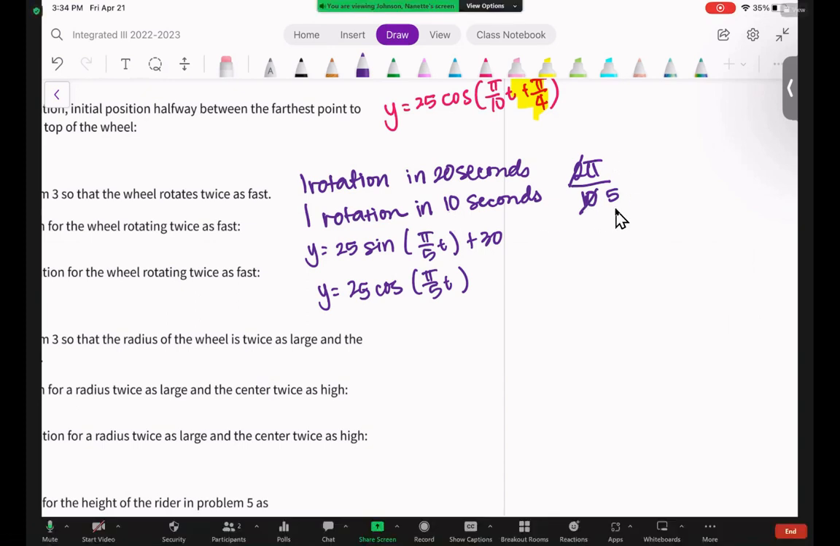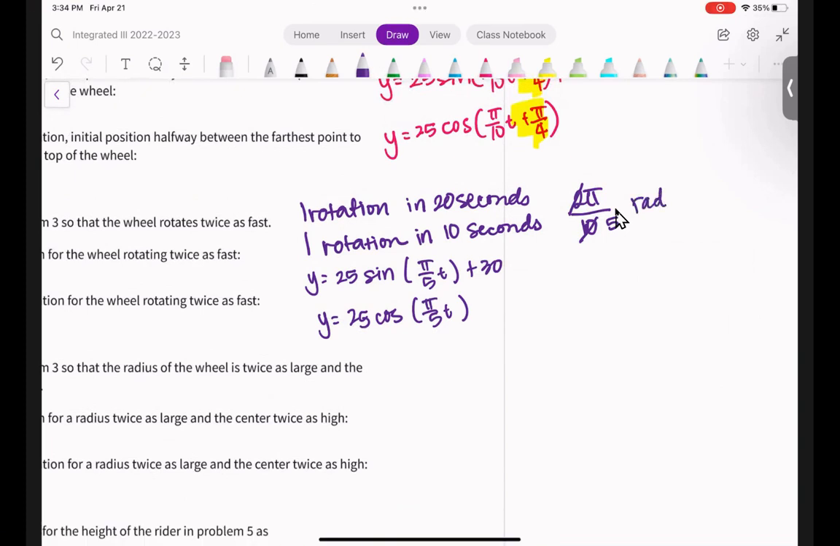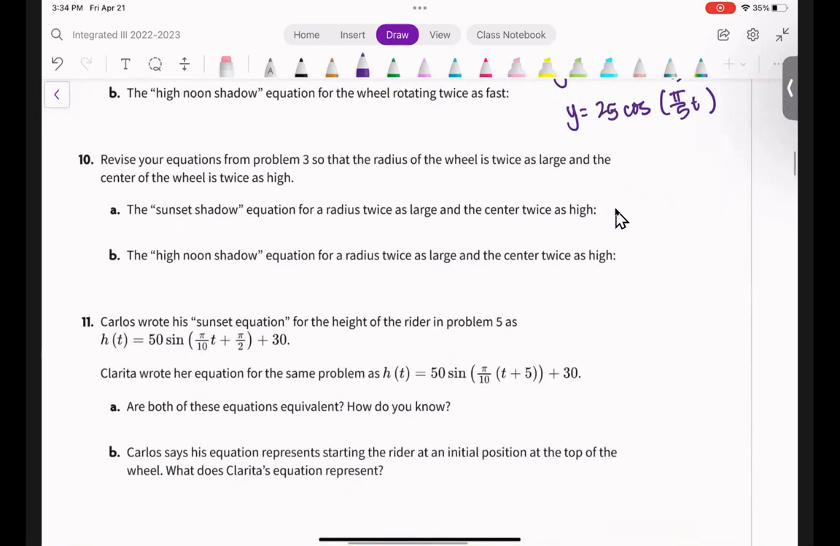So then we get pi over 5, and this is pi over 5 radians per second. So can you just imagine that's how fast it's going around. That's how much it's covering in a second. Okay. So now revise your equation from problem 3 so that the radius of the wheel is twice as large and the center is twice as high.